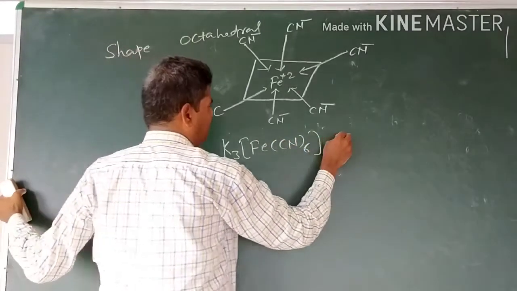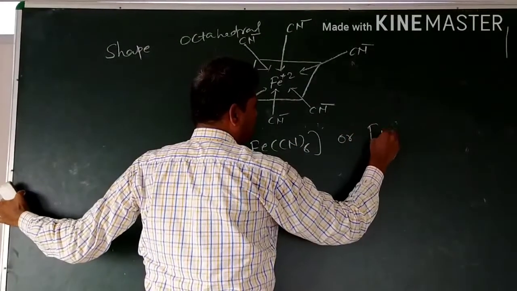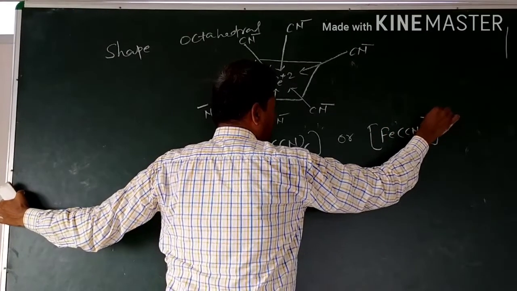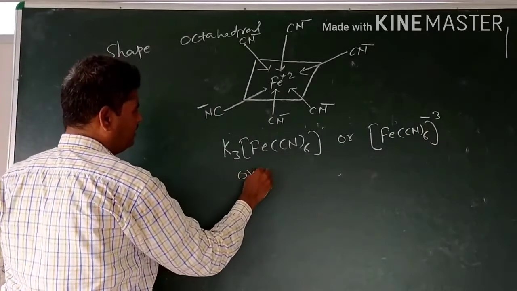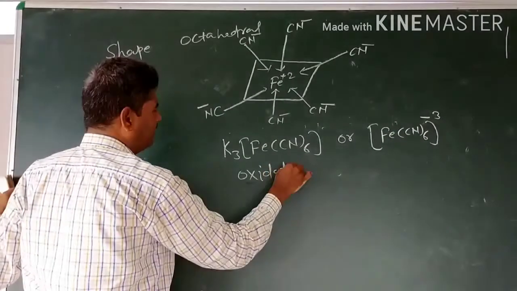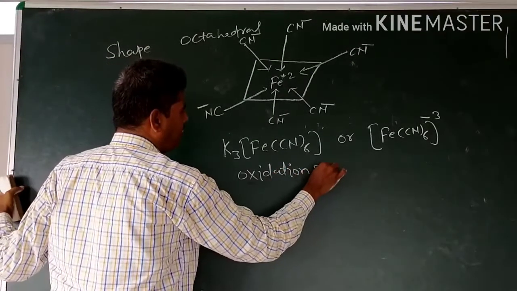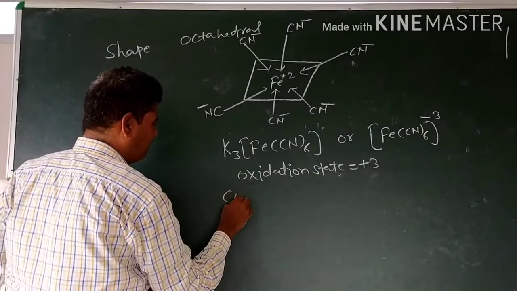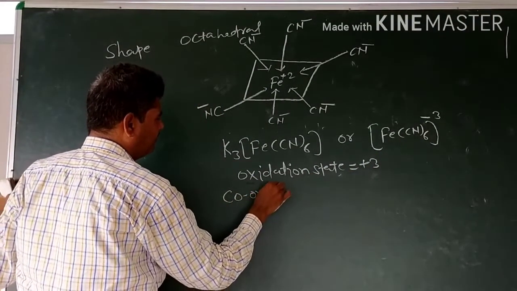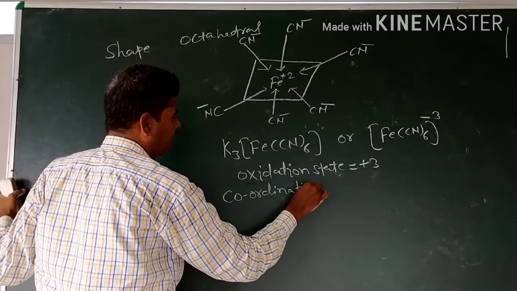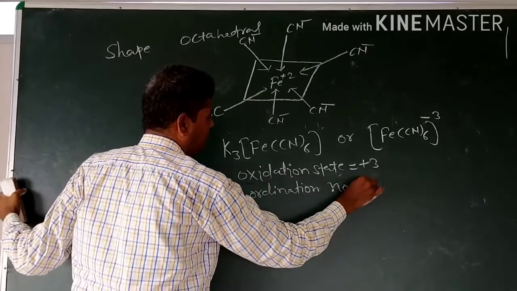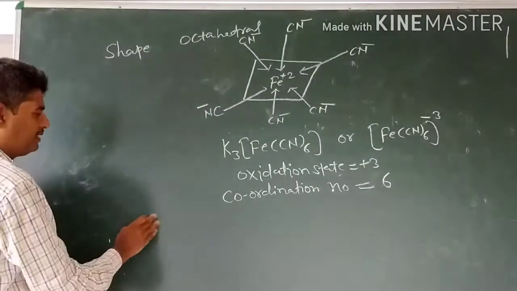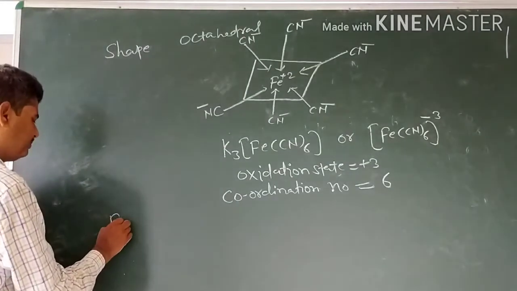K3[Fe(CN)6]. [Fe(CN)6] minus 3. Oxidation state of Fe, the central atom, is plus 3. Coordination number is 6.